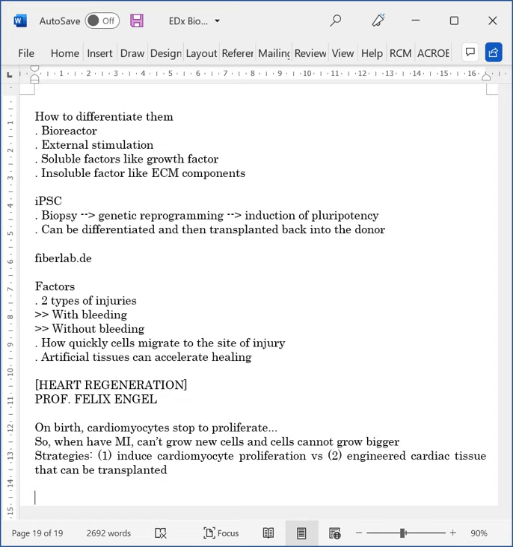But a muscle is not only cells, so you also need a matrix. All the cells are kept together by the so-called extracellular matrix that consists of proteins like collagens and laminins, but also glycoproteins like hyaluronic acid. Therefore, when we engineer tissue, we need the cells, but also a scaffold, a matrix that we have to engineer.